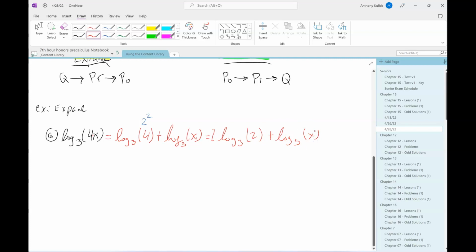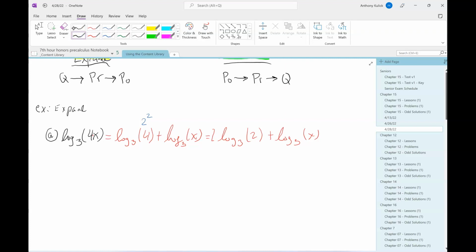that we can do. And again, if we're looking to expand this as fully as possible, the expectation would be that you would take log of 4 and write it as 2 log 2. Or if you thought about it as a product property, you could have log base 3 of 2 plus log base 3 of 2, but you could combine those like terms to write it as 2 log base 3 of 2.